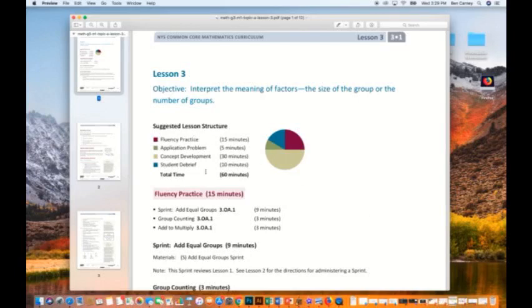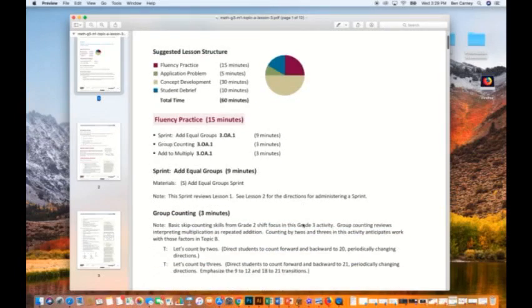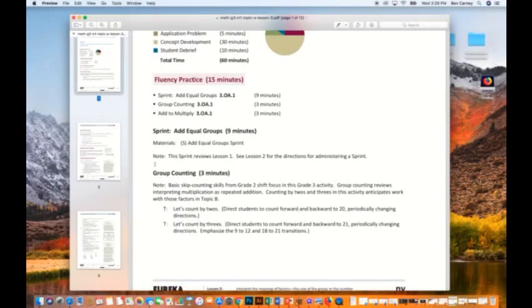So I'm mostly concerned with the concept development and student debrief, and I need to figure out how best to modify this lesson to ensure it fits within the blended learning model. So the sprint part of this lesson is the fluency part. So I'm going to leave that for the fluency aspect of my lesson, not in this blended learning lesson.